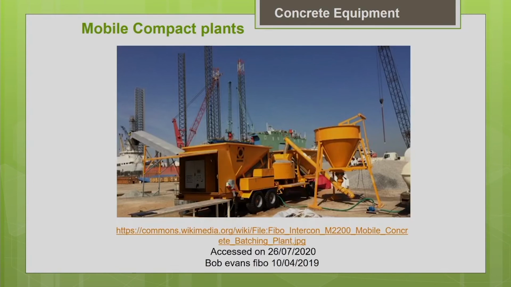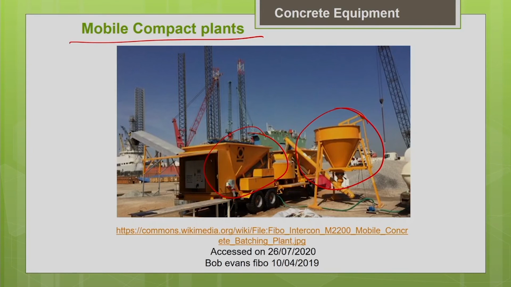We have different configurations of the batching plant. You can also have a small batching plant, a mobile compact plant, depending upon your requirement. You can see a small cement silo, aggregate storage bins, and the mixer machine. Depending upon your job requirements, you can have a small batching plant also. As I told you, if your project site is very far away from the RMC batching plant, it is preferable to have your own batching plant at your job site. That will make the process more economical.